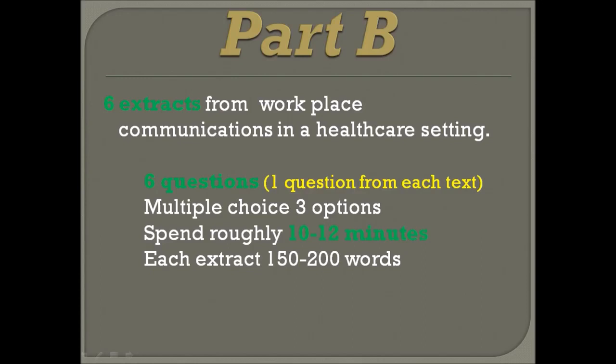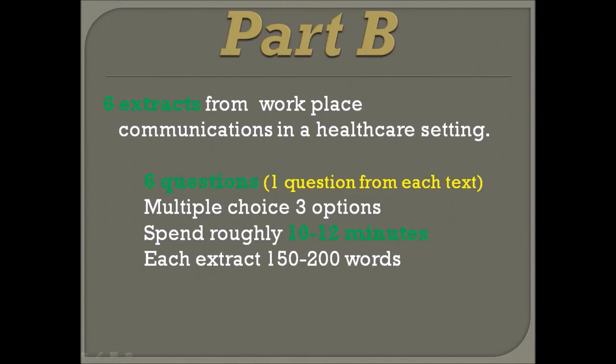Let's move to part B. I will tell you about part B in brief detail. As I have already told you, in part B there are 6 different extracts, 6 small texts of 150 to 200 words each, and you have 6 questions, which means 1 question from each extract. There will be multiple choice questions with 3 options. Spend roughly 10 to 12 minutes on these 6 questions. So you have to spend 2 minutes maximum on a question in part B.